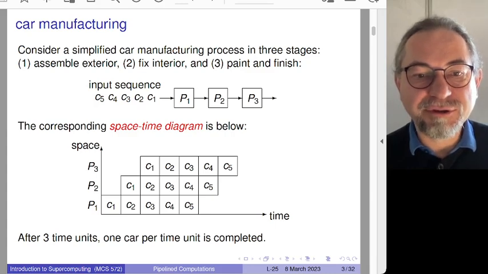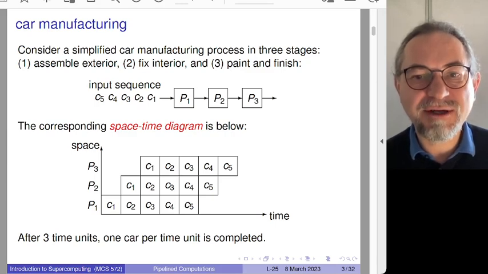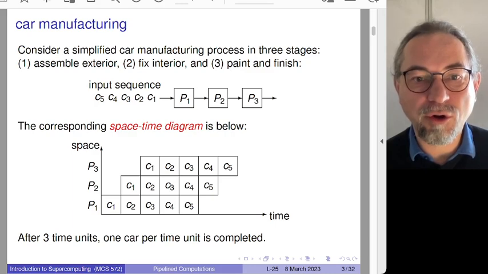The stages or the processes or processors each execute different tasks in this manufacturing process, and they work on many instances. So here in the example, also oversimplifying, we are going to manufacture 5 cars. So the first car, C1, gets assembled, its interior fixed, and then painted and finished. So it takes 3 time units to finish one instance.